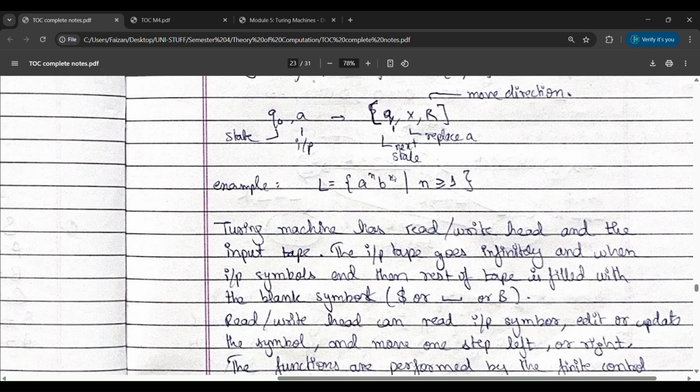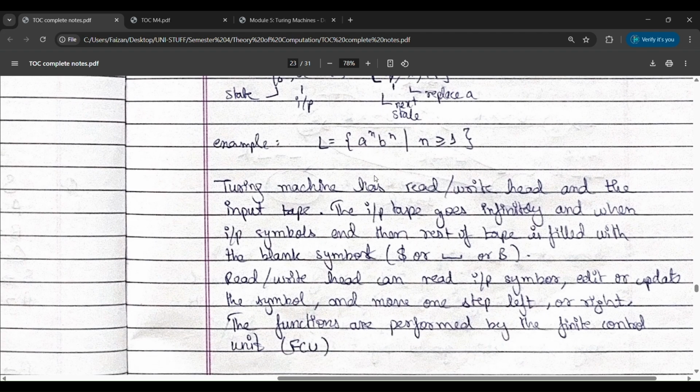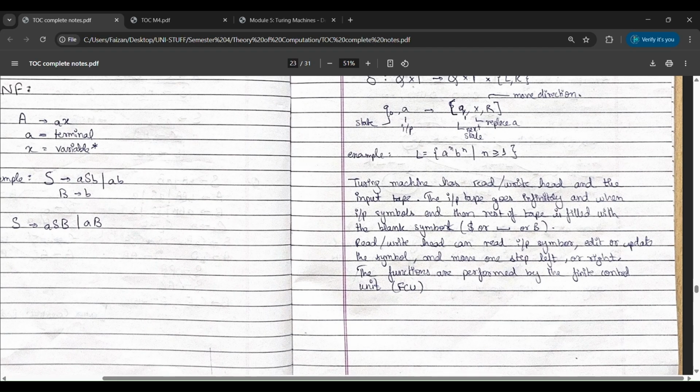An example which can be followed is the language a^n b^n. This was not possible using regular grammar, when we were making it in a finite automata, because you do not have the ability to store n. And since this is an infinite one, we studied the language has a possibility that it is not regular. We used PDA for this, but we can also implement this using Turing machine. Here is some theory about Turing machine. It has a read write head, and the input tape goes infinitely when input symbols and rest of the tape is filled with blank symbols.